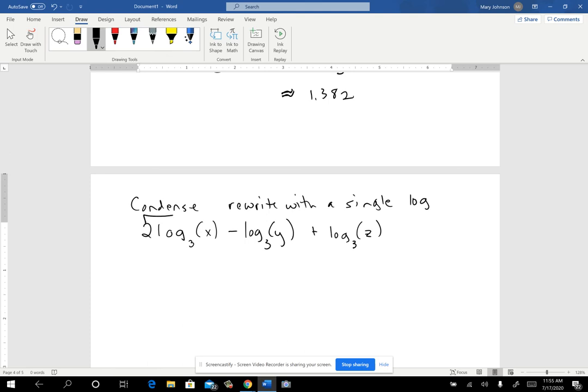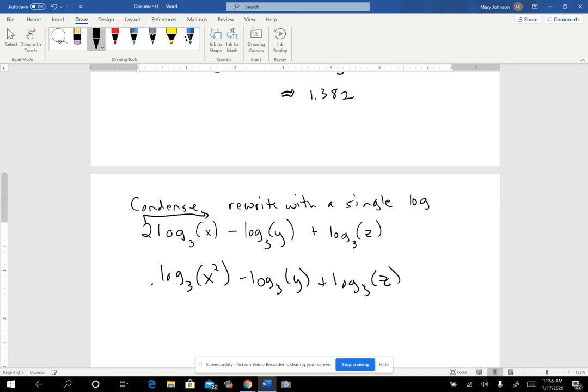So the 2 is going to have to be brought back on top using property 3. It makes more sense once you see it. Property 3 says the exponent can be brought down in front, but that means it could also have been brought back up on top. Okay, so that's the first thing I'm going to do is use property 3.